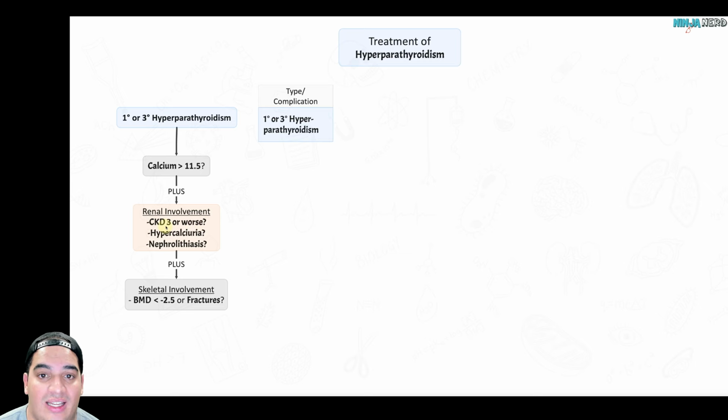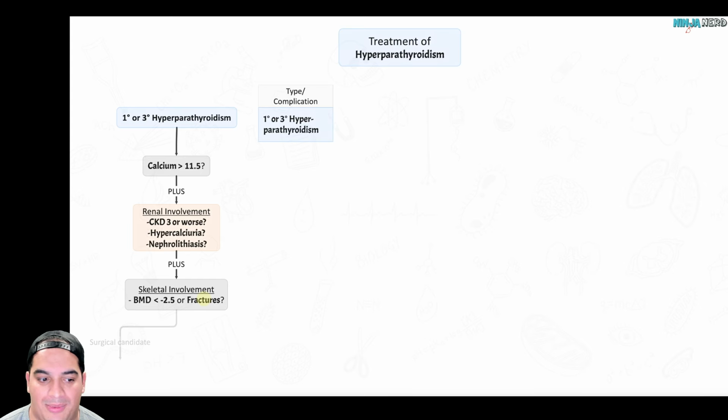And if they have CKD3 or worse, you're increasing the risk of them developing worsening hyperparathyroidism. So in these states, plus hypercalcemia and bone disease, what did my DEXA scan show me? Is it less than negative 2.5, meaning I have osteoporosis? Have I had lots of pathological fractures? This is a sick patient. I need to get on this patient.